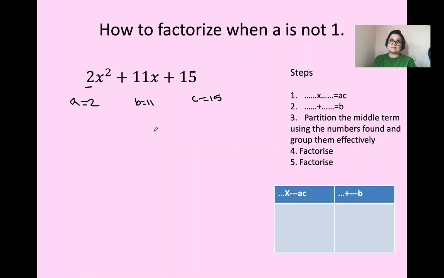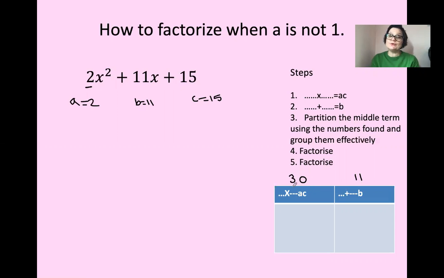So we need to find two numbers that multiply to give 2 times 15. Remember, 2 times 15 is 30. So we need the AC. And then b is 11. So we need two numbers that multiply to give 30, but add at the same time to give 11.